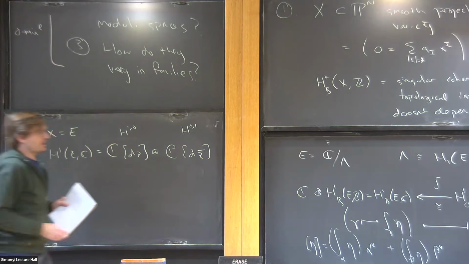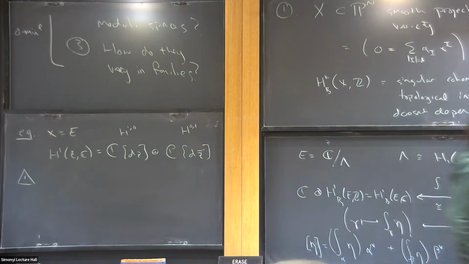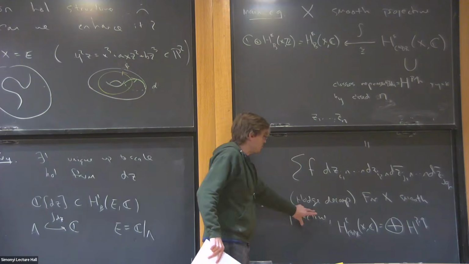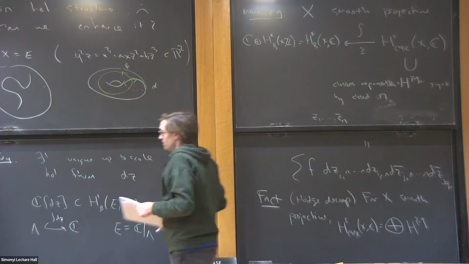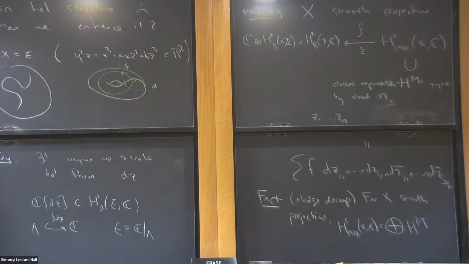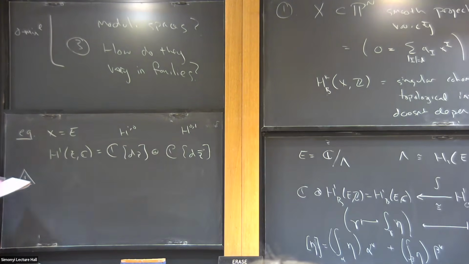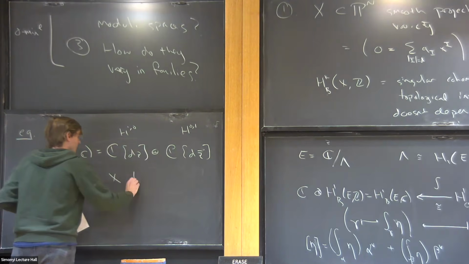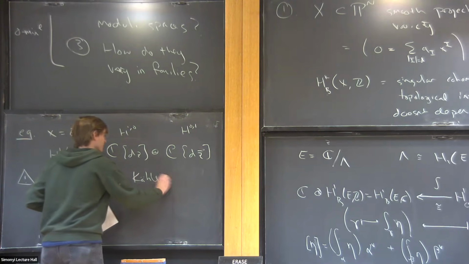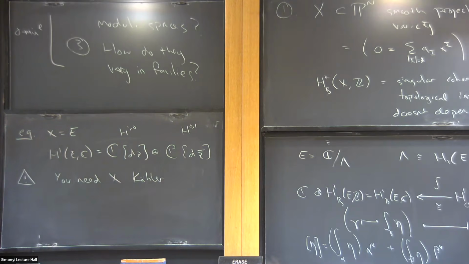There's a slight warning. We said X smooth projective. This question makes sense for any complex manifold, but as I said before, it's not true for any complex manifold, but it is true for any Kähler manifold. So actually the condition you need is for X to be Kähler. If you don't know what that is, then it's fine because it's not really going to show up, but that's the precise condition that you need.